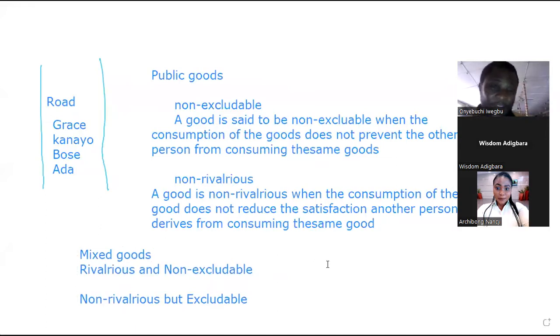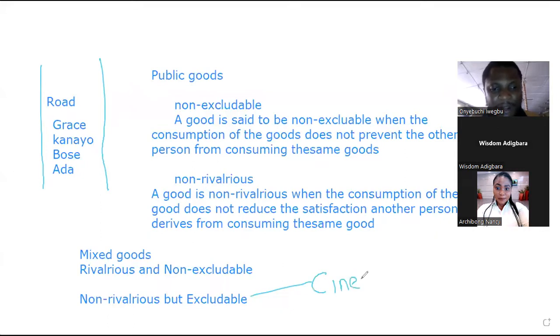The first are rivalrous, meaning the enjoyment you derive from consuming that good will affect somebody else. However, if I use the good, it will not stop the other person from using it. The second category is non-rivalrous but excludable, meaning the enjoyment I derive does not stop the other person from deriving the same enjoyment, but I can prevent somebody from using that same good. An example of this category is a cinema.